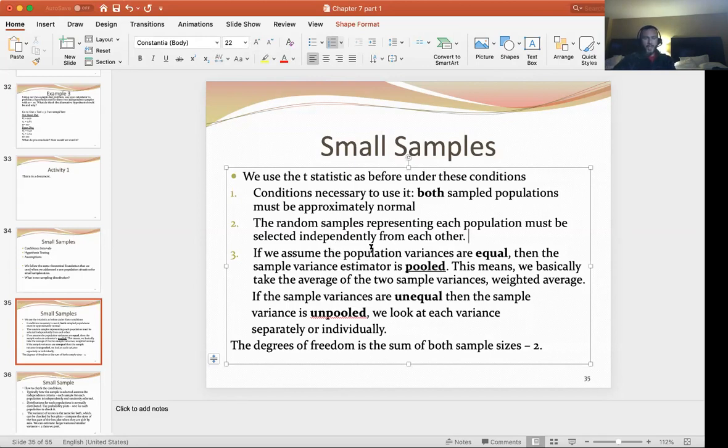Okay, if the population variances are equal, then we pool them. If they're unequal, then they're unpooled. And we're going to talk about what that is. So if they're equal, then they're pooled, which is a weighted average. If they're unequal, then they're unpooled. We're going to look at each of those. But the big thing here is that we're combining two variances. We have two variances to think about. And so instead of our degrees of freedom just being n-1, it's now n-2 because you're subtracting 1 from the first one, subtracting 1 from the second one. So your new degrees of freedom is actually n-2. But that's going to make more sense once we look at the formula.